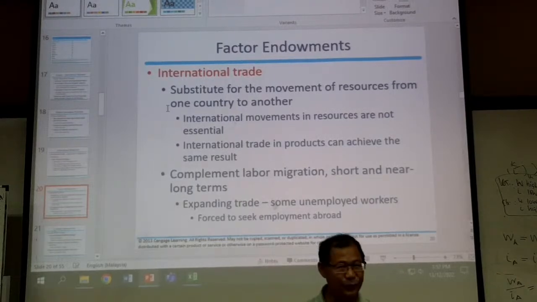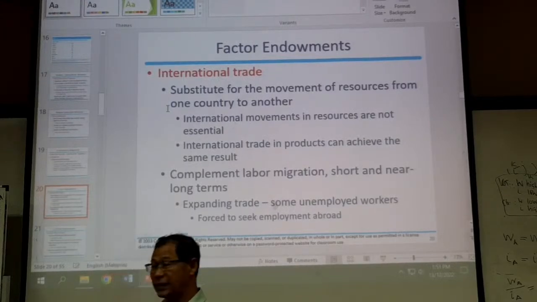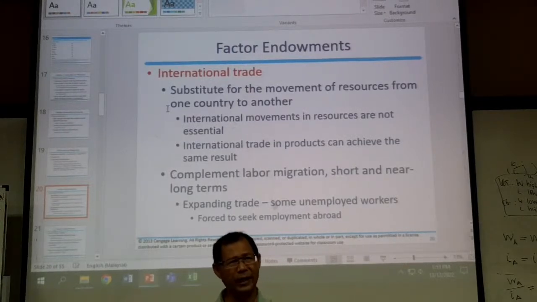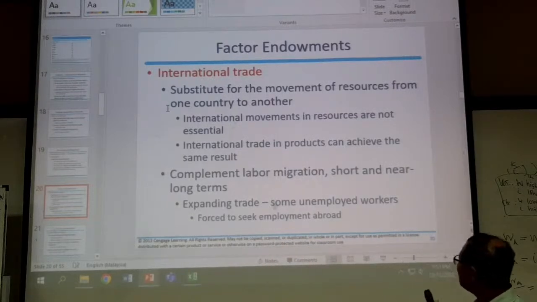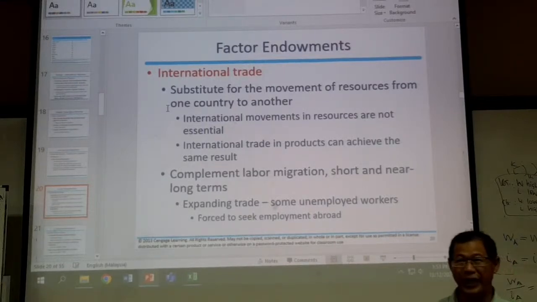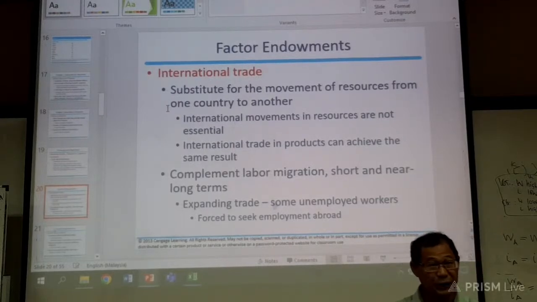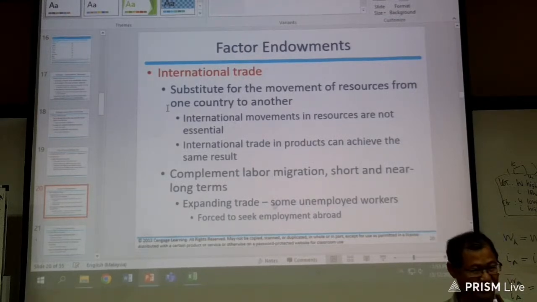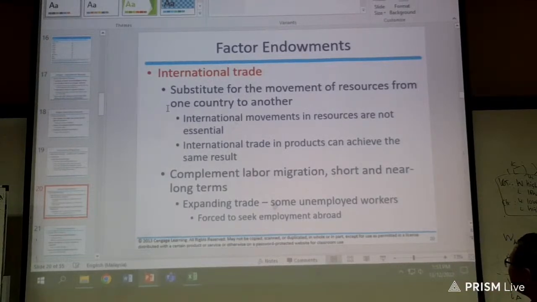But in reality, we're stuck. Malaysia is stuck in the labor intensive industries because it continues to use laborers, whereas Malaysia should move up. So in a way, I want to maintain with a slide that international movements in resources are not essential. This is the robust, or extreme, theory of international trade, that you can achieve good results with international trade. That is theory, okay? Reality is different. So international trade in products can achieve the same result.